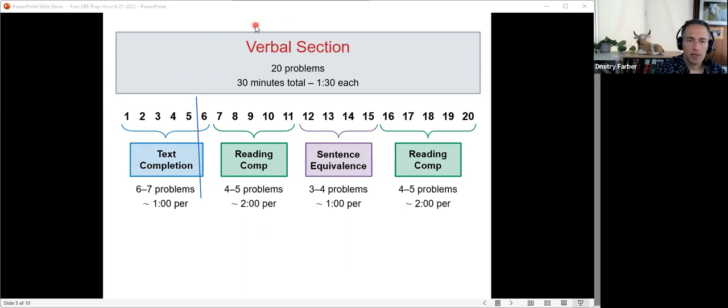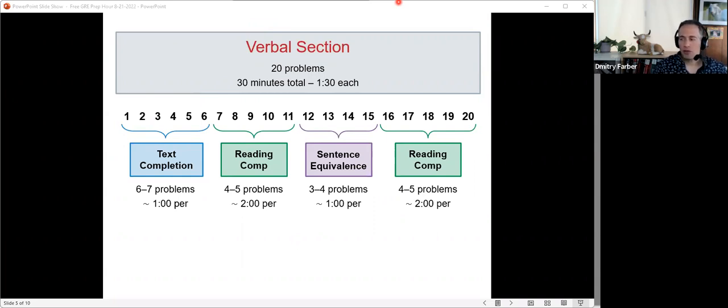And so in a minute, I'll give you a link that you can use to look at our blog post about this. But we talk about having some individual benchmarks. You can also adjust this for yourself. You might find that you often finish the first 7 faster than 1 minute each. Maybe you only need 5 minutes to do the first 6 or 7 questions, and you're still very accurate. Maybe that's like a superpower of yours. Then you have a little bit more time for reading comp.